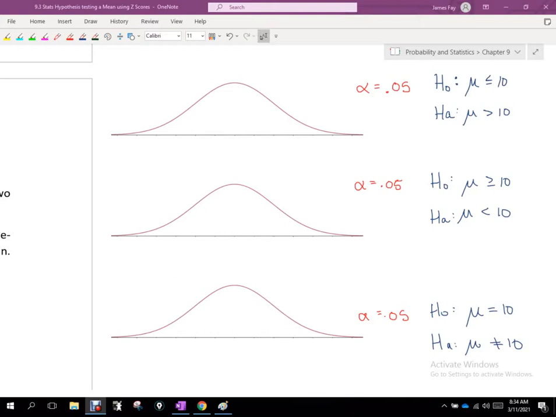And remember, alpha was the probability attached to type 1 error, which is when we reject a null hypothesis that should not have been rejected. Meaning that we basically rejected a true null hypothesis, and we don't want to do that. So alpha is not something that you have to create or calculate. It's going to be provided to you in the problem.